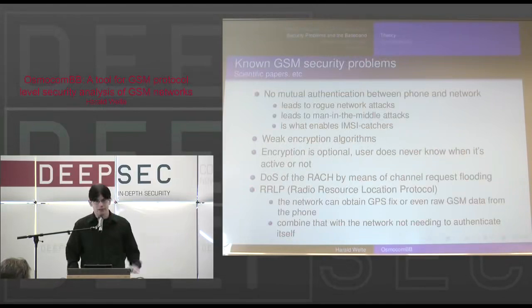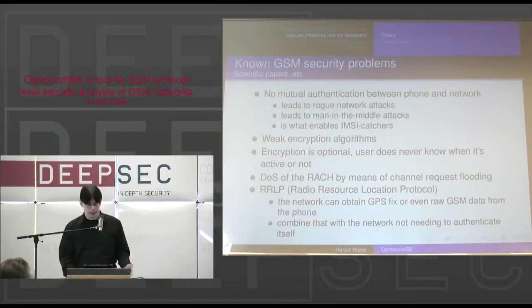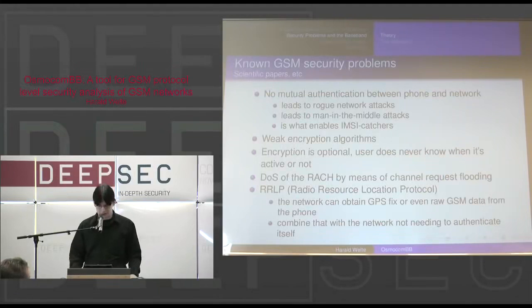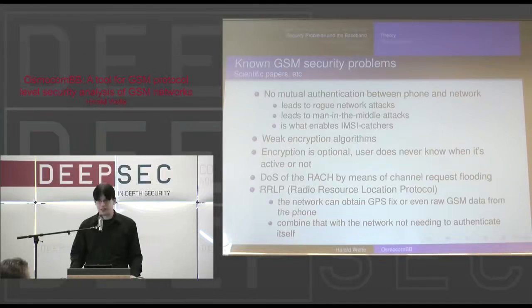Of course, there are a number of known problems of GSM. Just a very quick recap, right? We have no mutual authentication between the telephone and the network, so the telephone can never know whether it's connected to a real network or not, which leads to rogue network attacks, man-in-the-middle attacks, and enables IMSI catchers. We have weak encryption algorithms. The encryption is optional, to be even worse. We have denial of service on the random access channel, and we have strange protocols by which the network, which is not authenticated, can inquire the telephone about GPS coordinates.